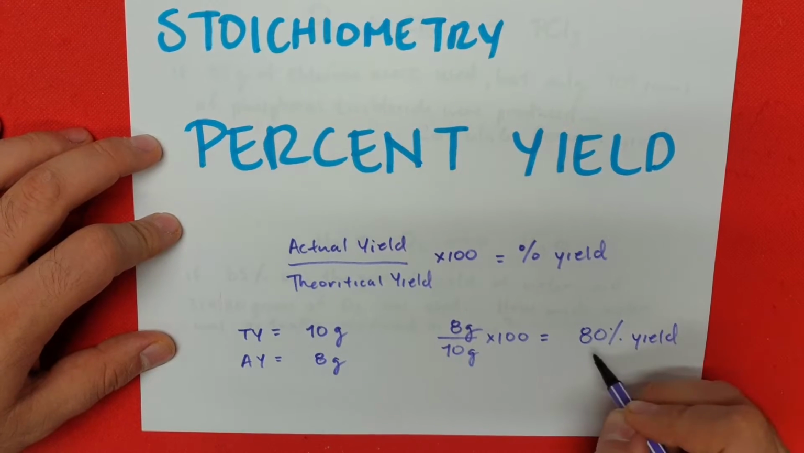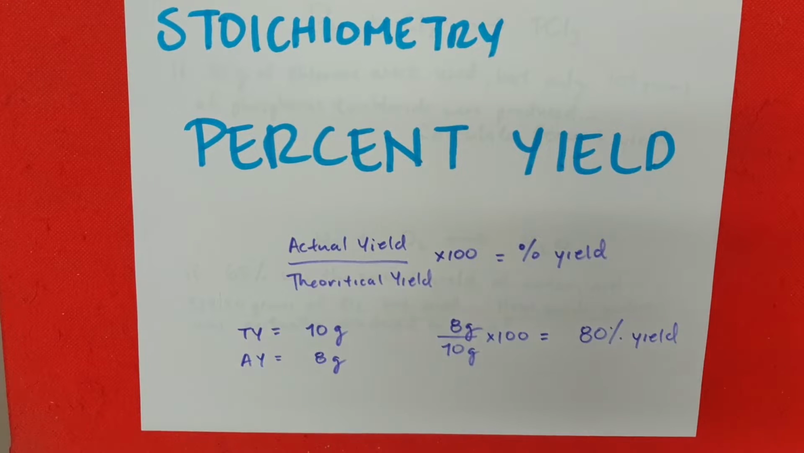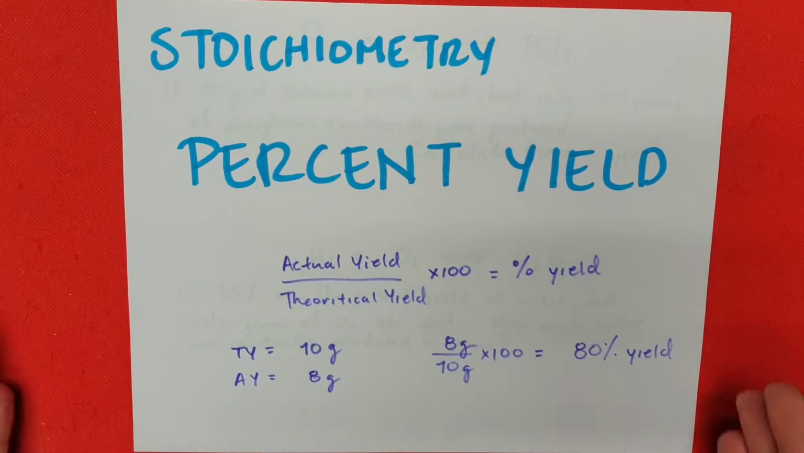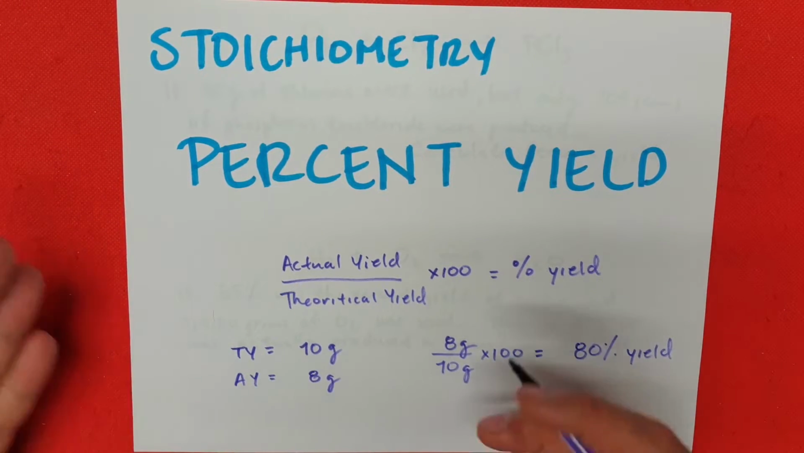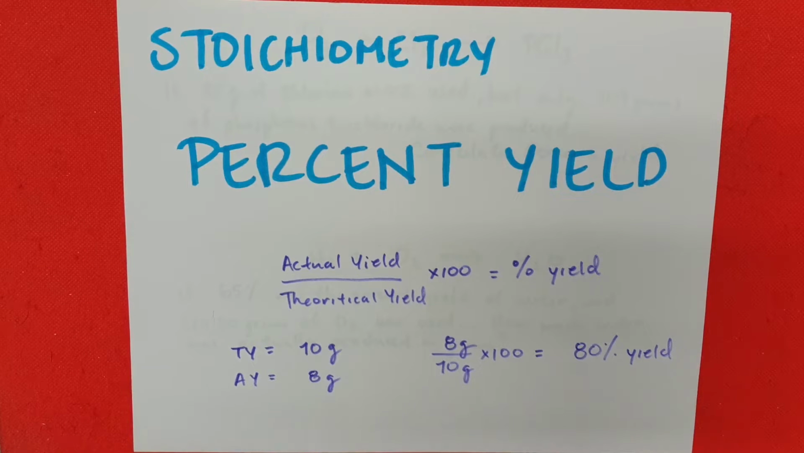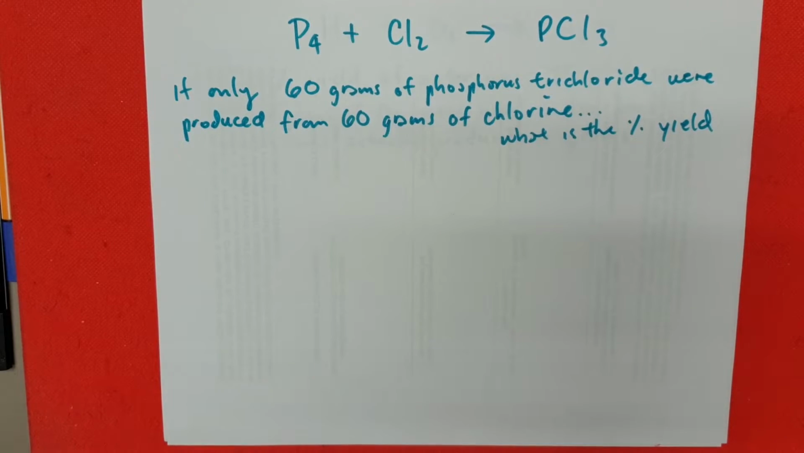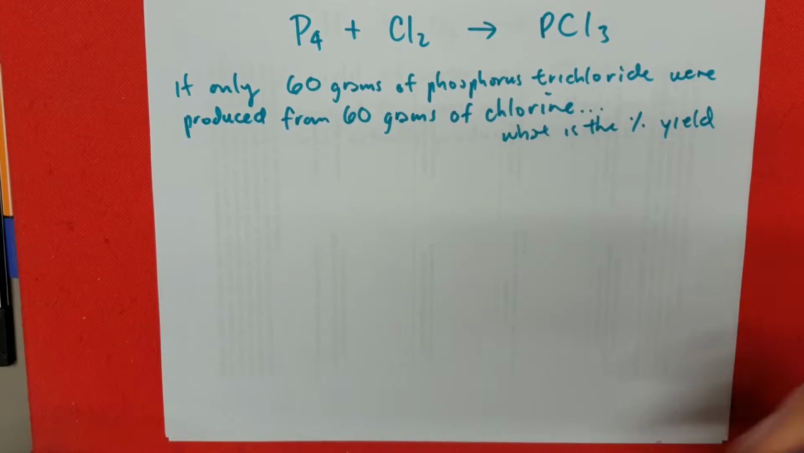Of course, when we're speaking about chemical reactions, it's not going to be that simple because we need to balance a reaction. We need to get these factors in order. So let's dive right into one of these problems, and what we're going to calculate, of course, is percent yield.